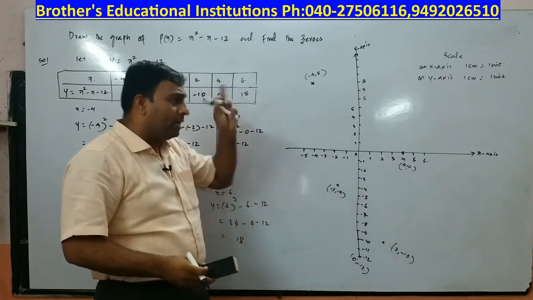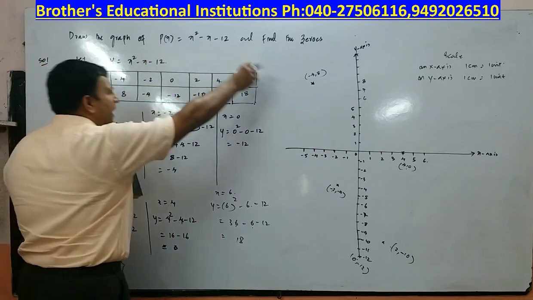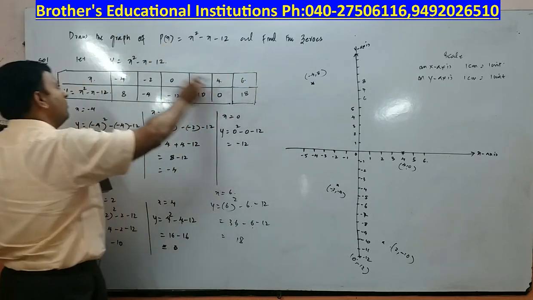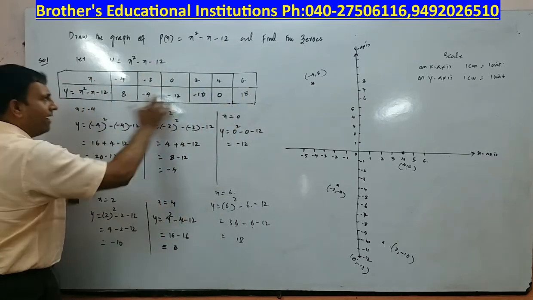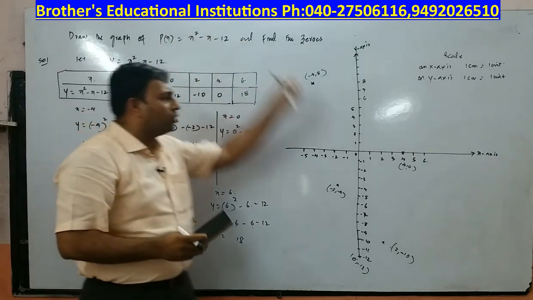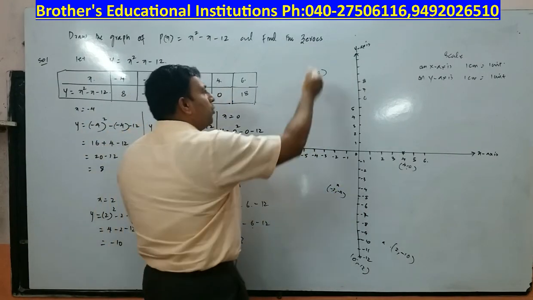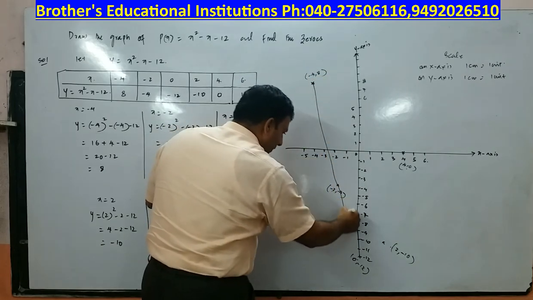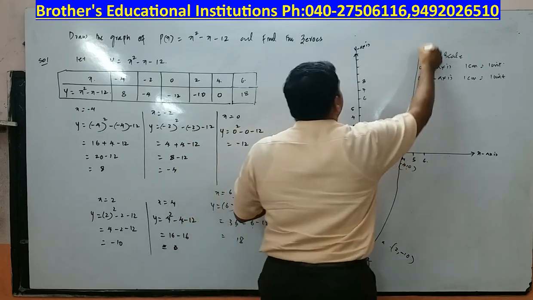Very, very important. I repeat, first you take a table, you assume the values of x randomly. For those assumed values of x, I will calculate the values of y. Once I calculate the values of y, I have to plot those values on a graph paper. Once I plot those values, with the free hand I have to join them, right?